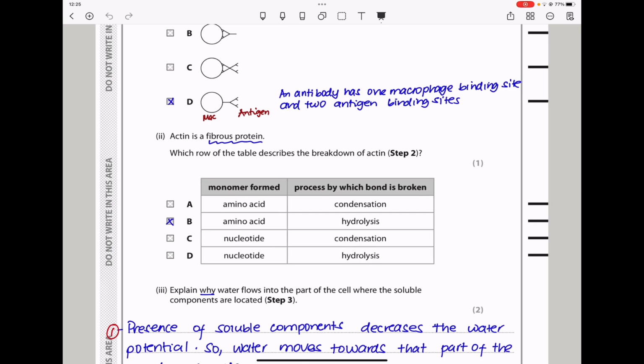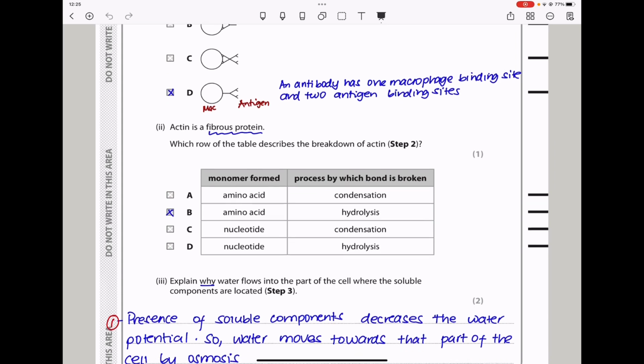Since actin is a fibrous protein, of course, the monomer formed is going to be amino acids, and the process of breaking down the bond is going to be a hydrolysis reaction because water is added to the bond as the bond breaks. So here the answer is B.